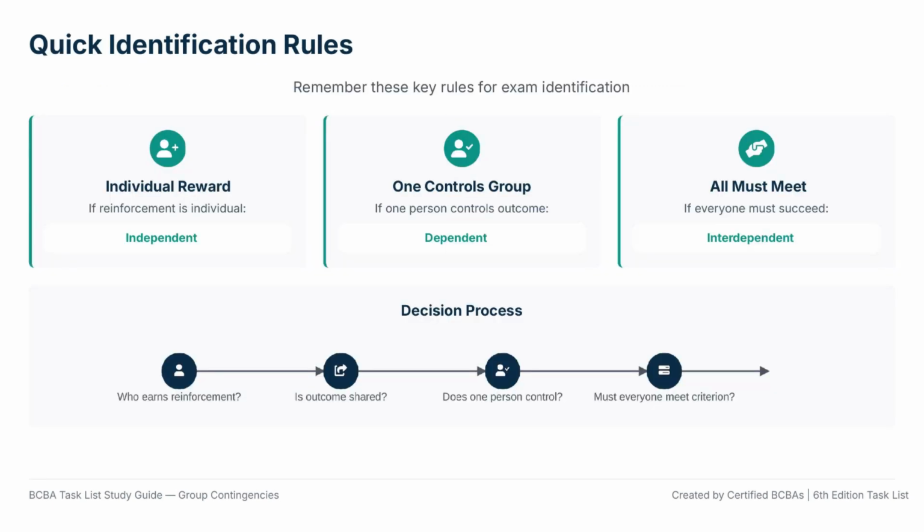Here are quick rules you can use during the exam. If reinforcement is individual, it is independent. If one person controls the outcome, it is dependent. If everyone must succeed, it is interdependent. This simple decision process can help you quickly eliminate incorrect answer choices.